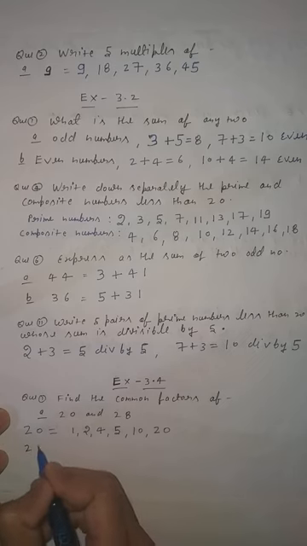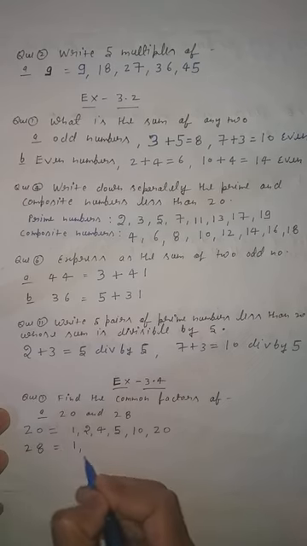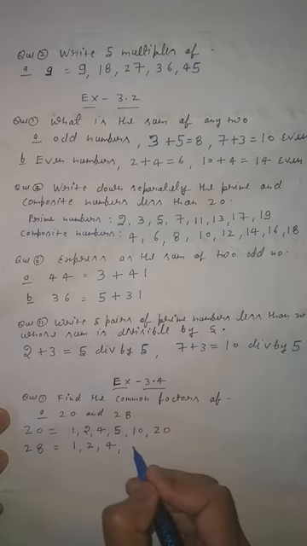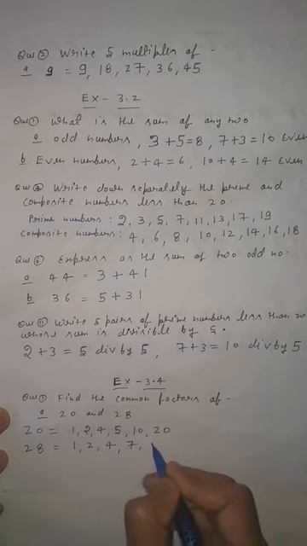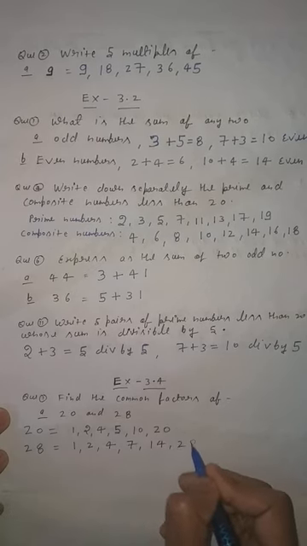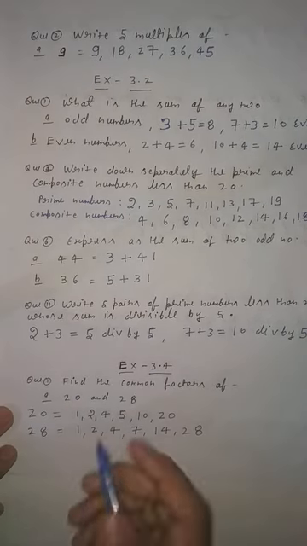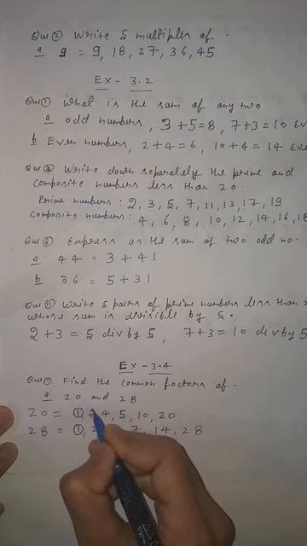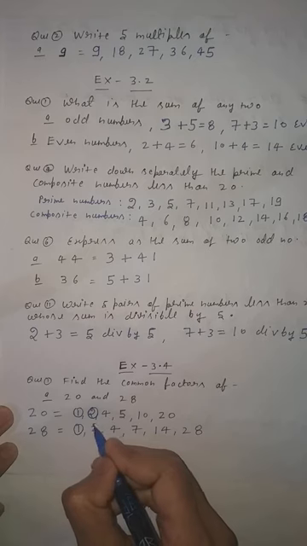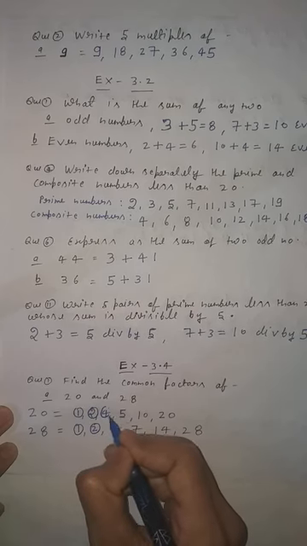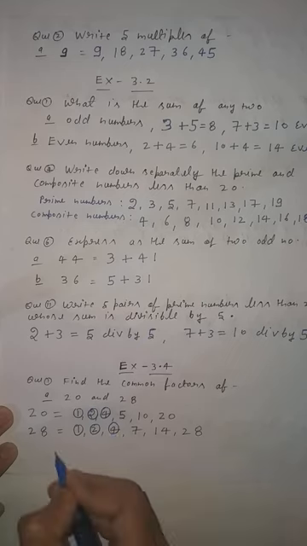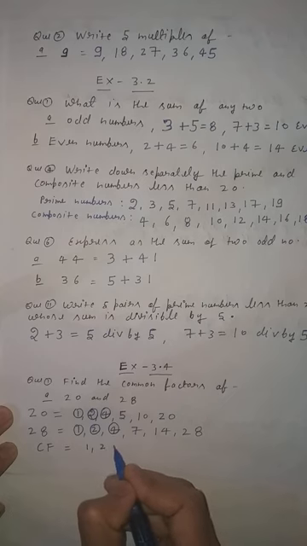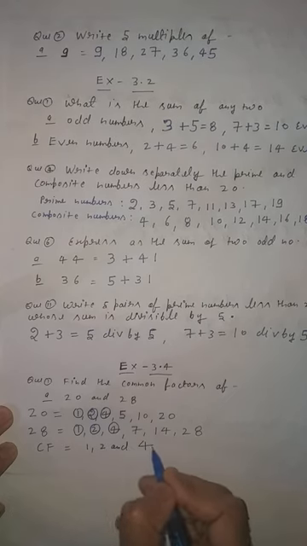Now 28, what you will write down? 28 is divisible by 1, 2, 4 and another 7, 14 and 28 itself. Now you have to find out common factors. So students, you can see 1 here, 1 is also here, 2 is also, 4 is also. Clear, students? So you can write down common factors equal to 1, 2 and what? 4. Clear, students?